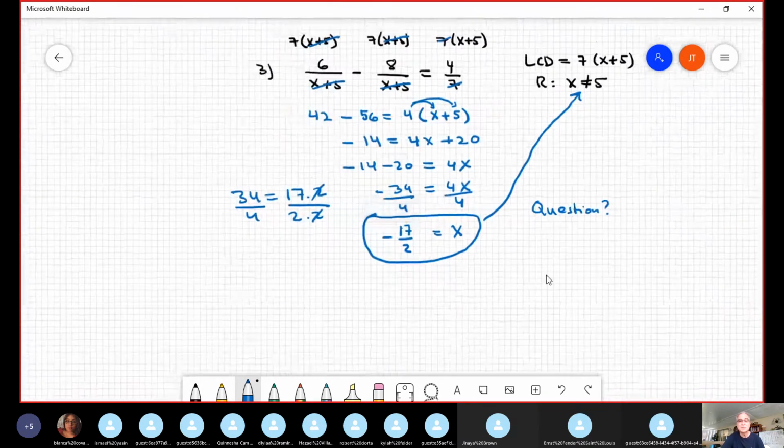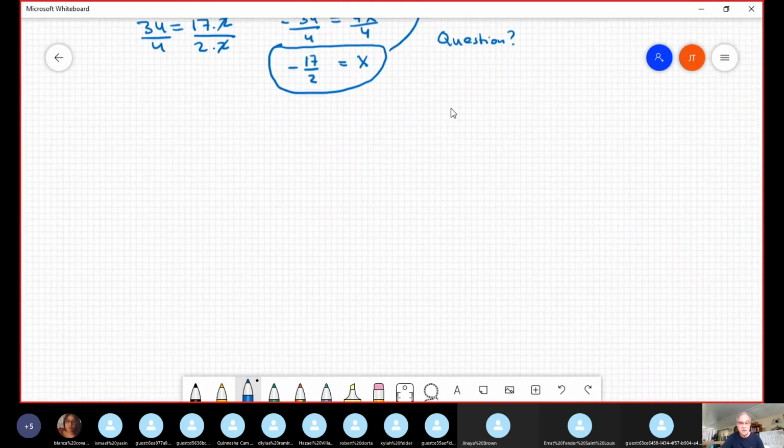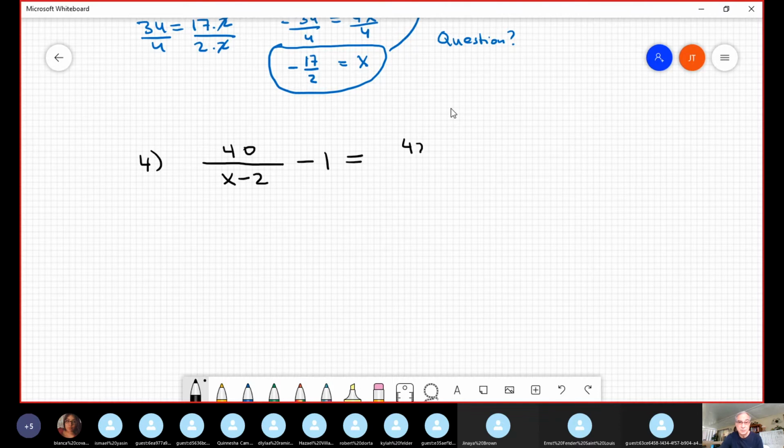We focus on the radical. Okay. Number 4 is 40 divided by x minus 2, minus 1, is equal to 42 over x plus 2.